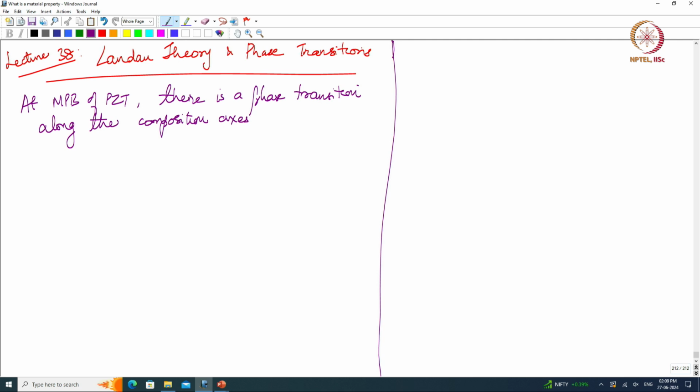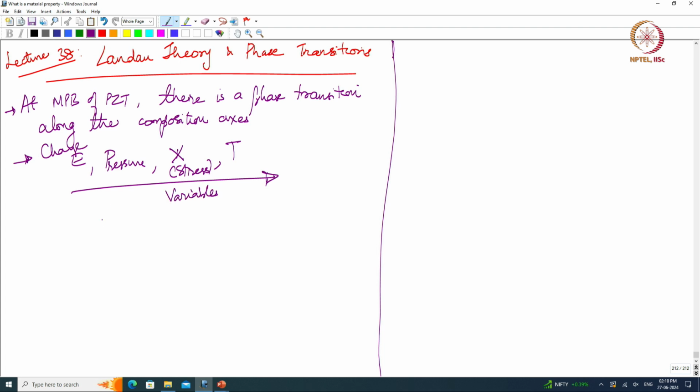So phase transitions can happen not just by changing composition, they can happen by changing the temperature, they can happen by changing any sort of input, any sort of cause. So by changing the electric field, by changing stresses, strains. So I can change E, I can change the pressure, I can change volume, I can change the stress or strain. Then I can also change the temperature. So, all these variables, upon changing them I can go from one phase to another phase. So phase transitions occur.